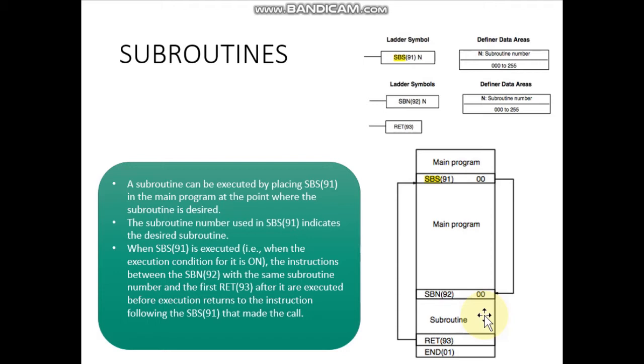So when SBS is executed, when you activate the contact to the SBS instruction, the instructions between the SBN with the same number and the first return will be executed. Then when it is finished, it will go back to the line after the subroutine rung. So that is how the subroutine is made.